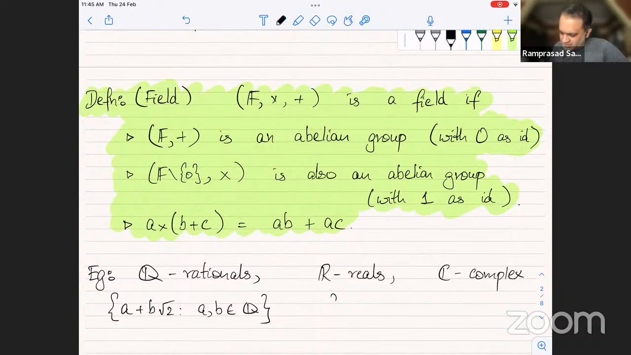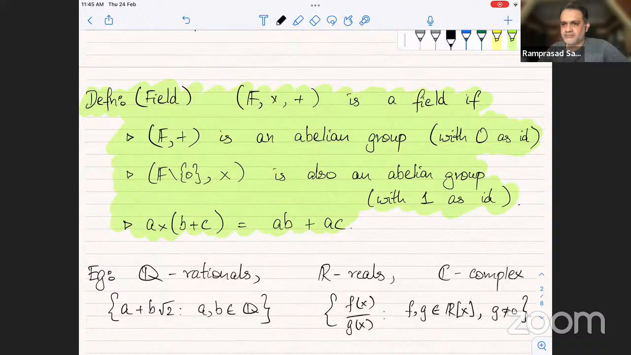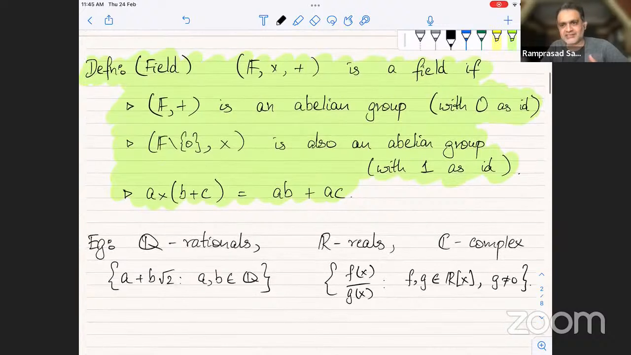And here's a slightly more bizarre example. So this is all the rational expressions of the form f of x by g of x, where both f and g are polynomials from your, I don't know, from your favorite place, with g not equal to 0. Okay. And with a suitable notion of what equality means, what addition means, etc. These are all, I mean, you should know. There's only one definition that sort of makes sense. Right. So this also happens to be a field.